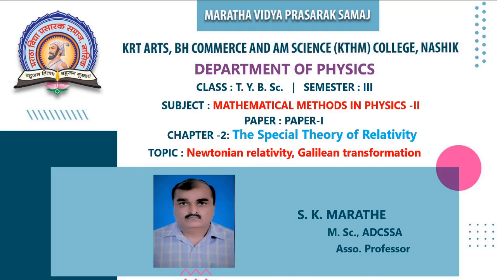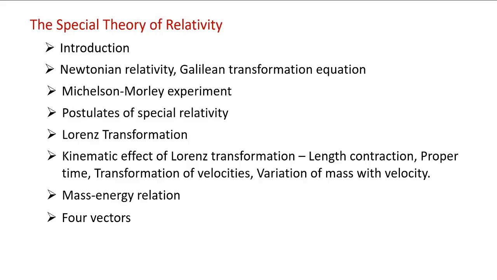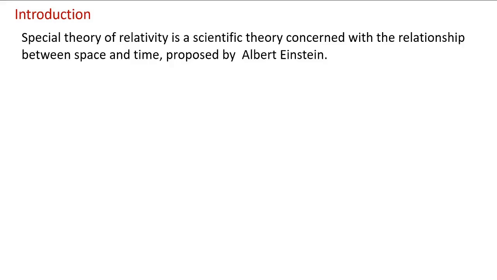Let us start. As per the university syllabus, the topics we have to study in this chapter are Newtonian relativity, Galilean transformation equation, Michelson-Morley experiment, postulates of special relativity, Lorentz transformation, kinematic effects of Lorentz transformation such as length contraction, proper time, transformation of velocities, variation of mass with velocity, mass energy relation, and four vectors.